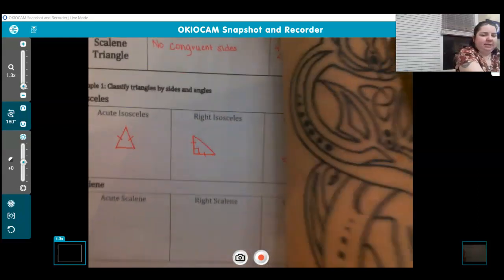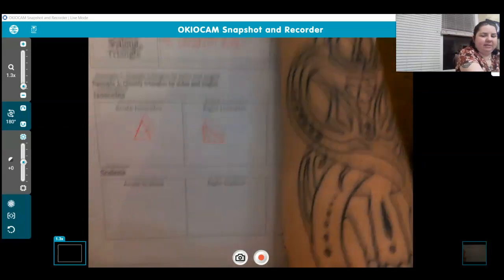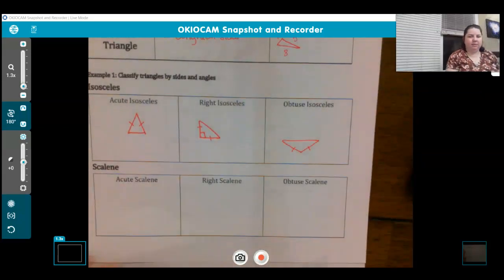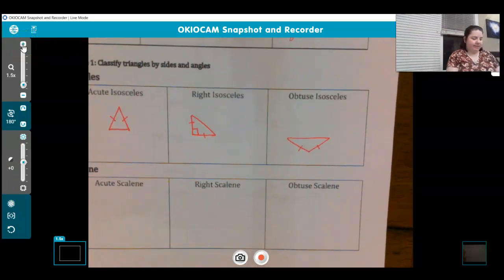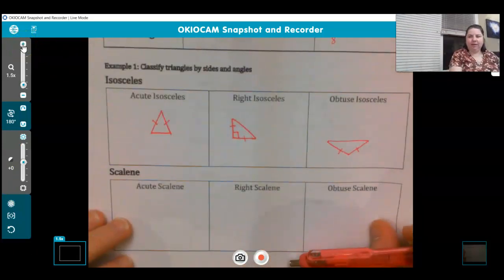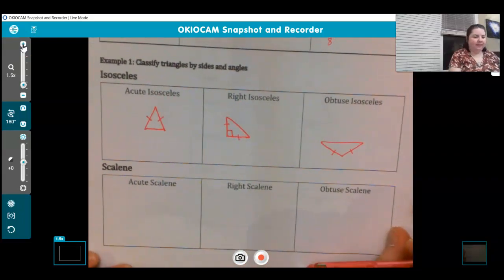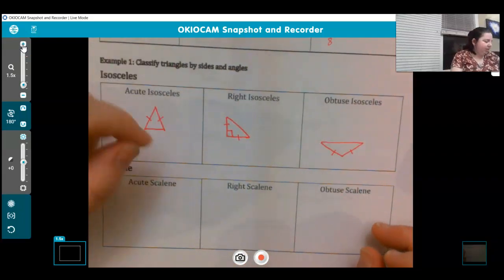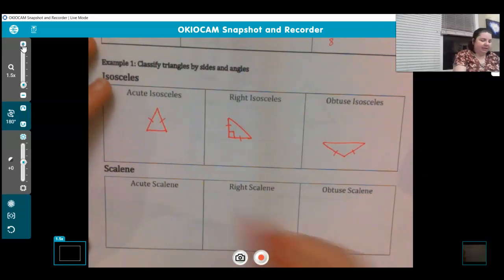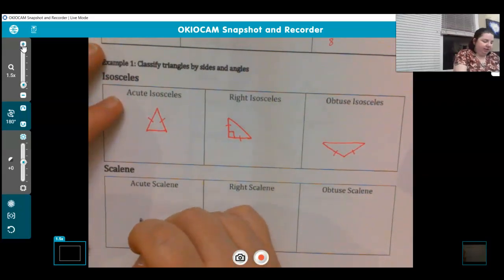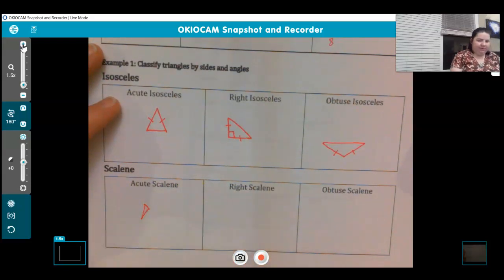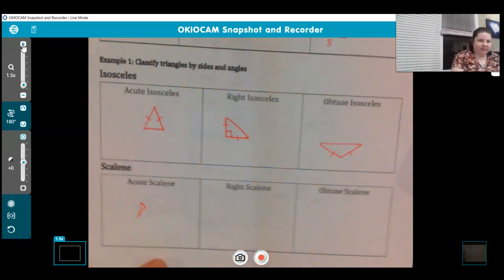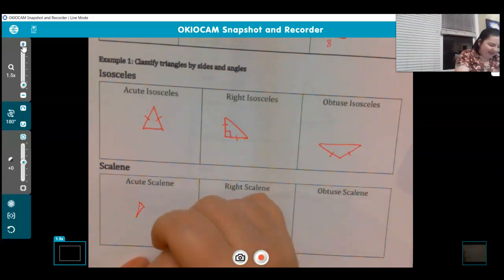All right, let's see if I can get this. Oops, there we go. Sorry, you got a nice close up there of my tattoo. Okay. So if I look at my next one, scalene. A scalene triangle has no congruent sides. So if I look at an acute scalene, I'm just looking at a triangle. That's a really small picture. I'm going to see if I can make you guys a bigger picture.